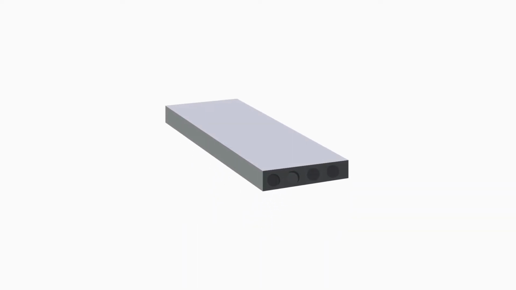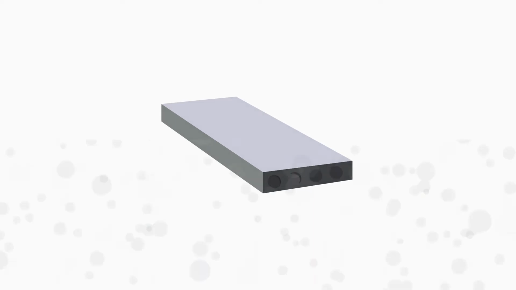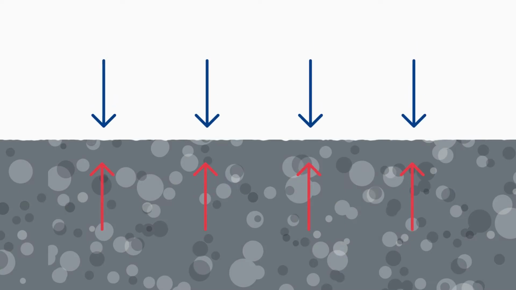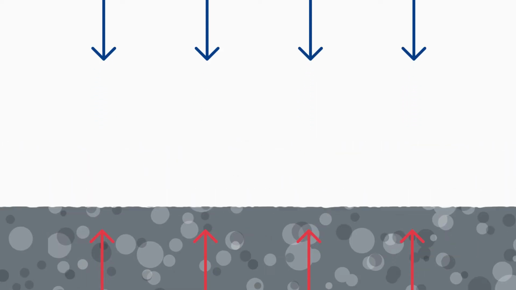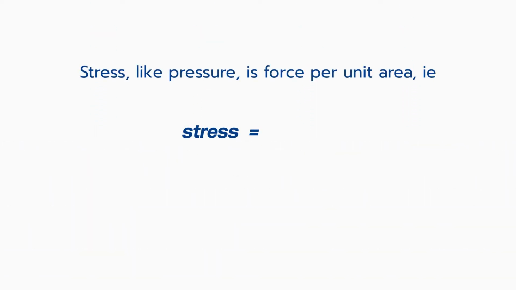Stress. Stress occurs in any material which supports a load. Stress is the way a material transfers the load through its molecules. It's like an internal pressure resisting the external applied loads. Stress, like pressure, is force per unit area. That is, stress equals force divided by area.